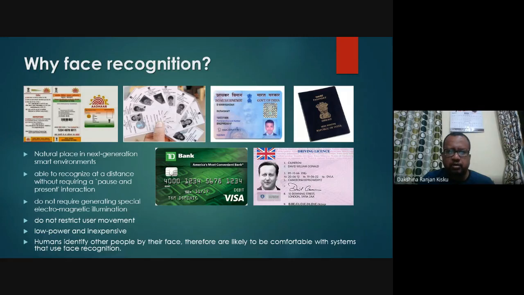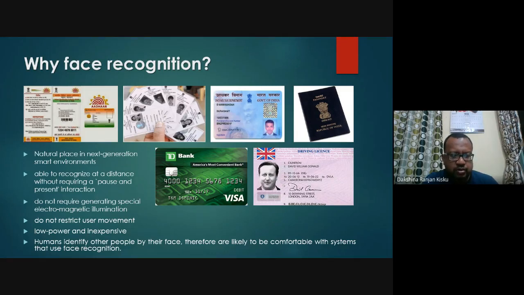Now, why face recognition? Why do we give importance to face recognition over other biometric traits or biometric recognition systems? Now, there are some reasons. Face images are a natural choice in next generation smart environments. It is able to recognize at a distance without requiring pause and present interaction.